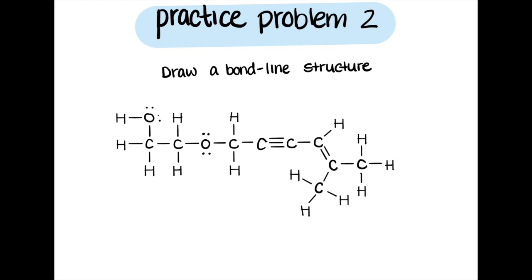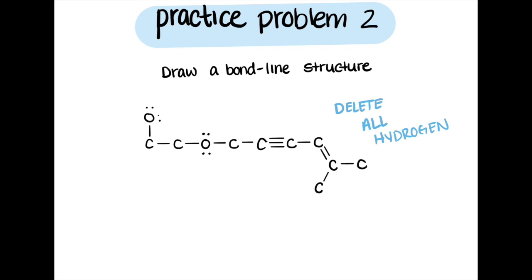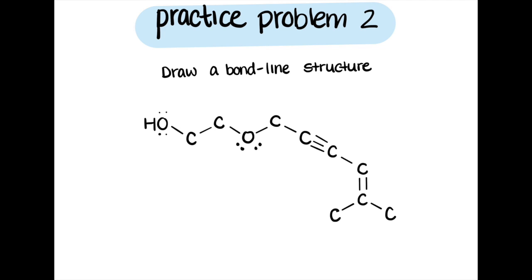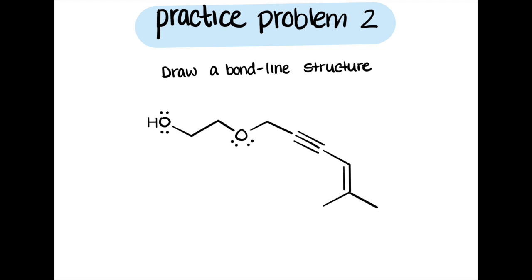Here we have a practice problem asking us to draw a bond line structure for the following compound. First, we're going to delete all hydrogen atoms except those connected to heteroatoms. Then, place a carbon skeleton in a zigzag arrangement, making sure that any triple bonds are drawn as linear. And then finally, delete all carbon atoms and you get your final answer.